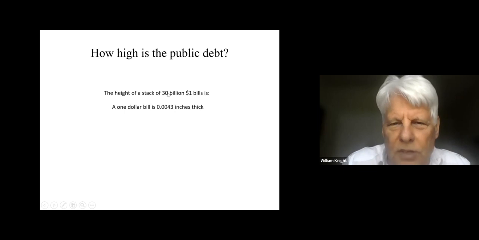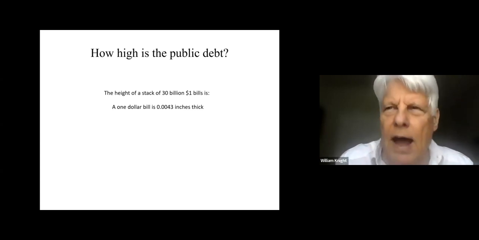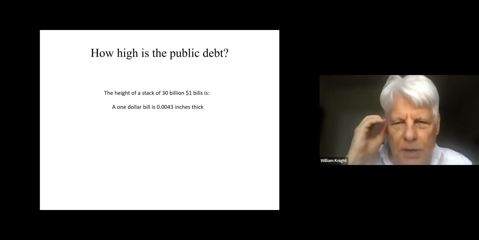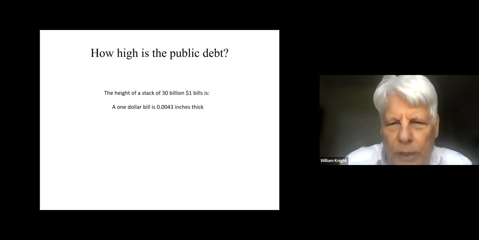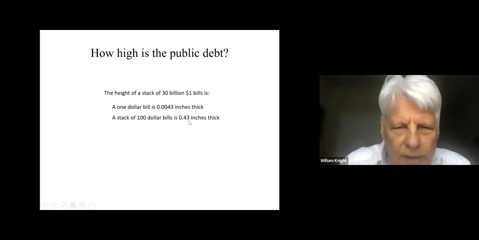We're looking for a height of a stack of $1 trillion. Actually, we're looking for the height of a stack of $30 trillion. How high? Anybody have any guesses how high a stack of $30 trillion is? Okay. A $1 bill, as I mentioned, is 0.0043 inches thick. A stack of $100 bills, move that decimal place over 2 places, about a half an inch thick, 0.43 inches thick.